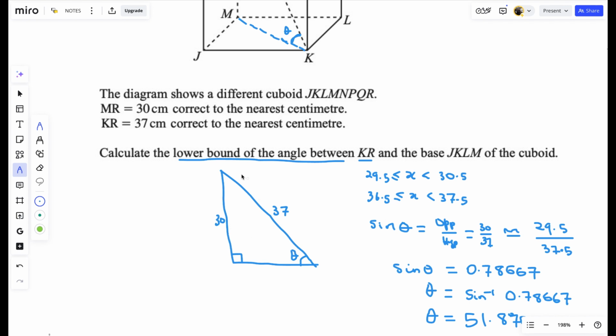Now, in trigonometry, 30 is opposite the angle and 37 is the hypotenuse. Opposite over hypotenuse is SOH in SOHCAHTOA, so you're going to use sine. S means sine, O is opposite, and H is hypotenuse. Anytime you have opposite over hypotenuse, you use sine.